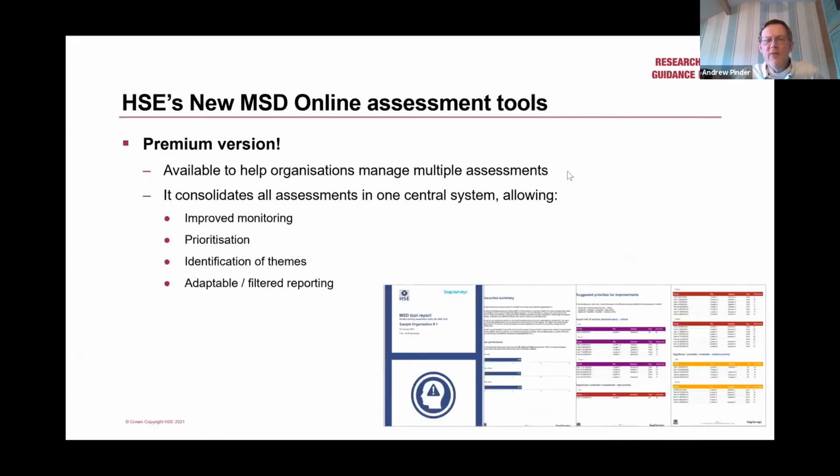The version is there to help you manage multiple assessments. So improve monitoring, prioritization, you can identify the themes that are coming out, and you can filter the reporting by site or by type of task, etc.